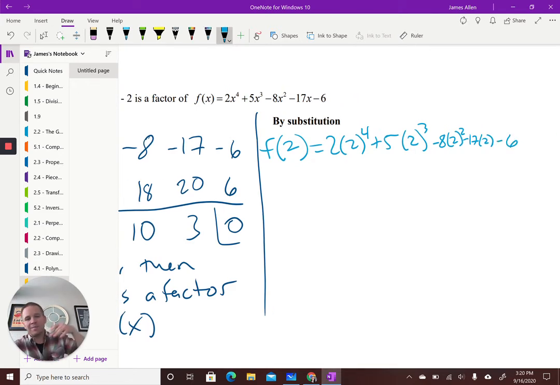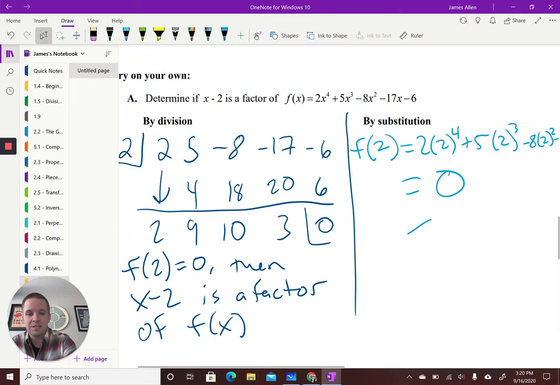Okay, now if I evaluate all that stuff in my head, there's so much going on here. Or if I throw it onto a calculator. But if this is no calc, that just looks like a pain. But it will equal 0 if we do that, okay? Which, once again, since f of 2 equals 0, we're back to this statement down here. Since f of 2 equals 0, then x minus 2 is a factor of f of x.